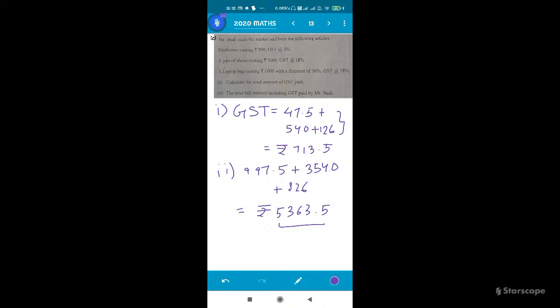So I hope this question is also clear to you. Very easy question. You don't have to think much and you are going to get 4 marks for solving this. Very simple one.